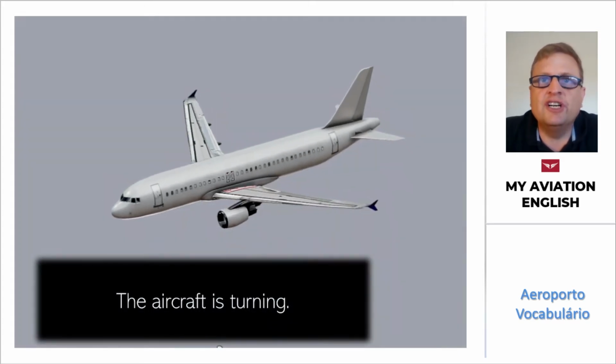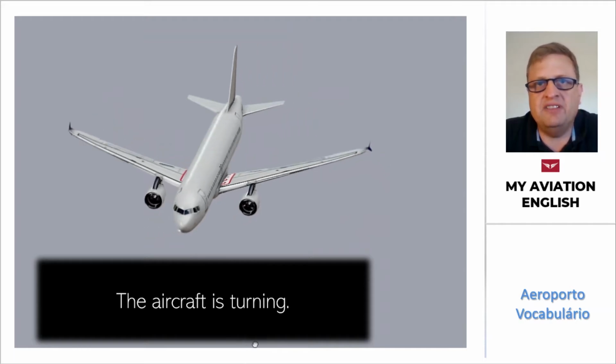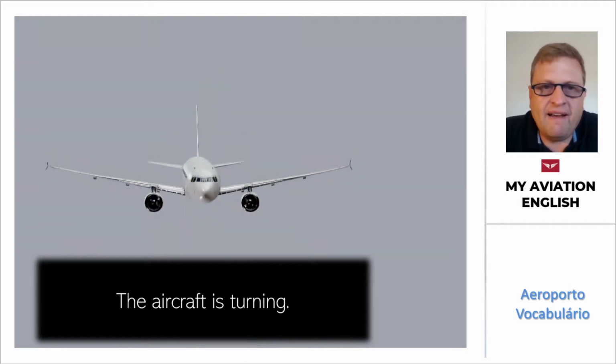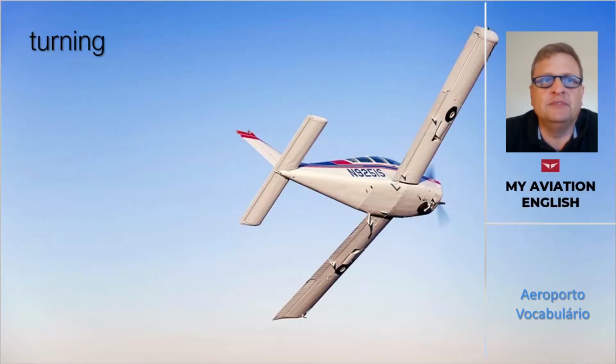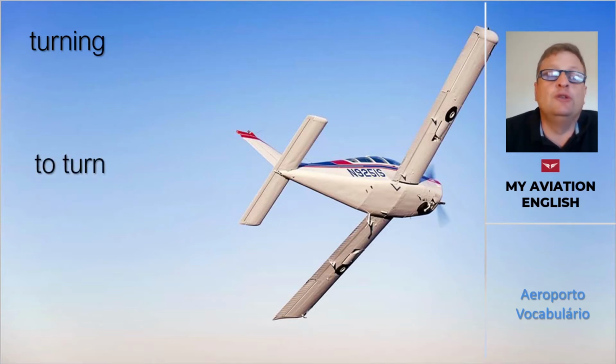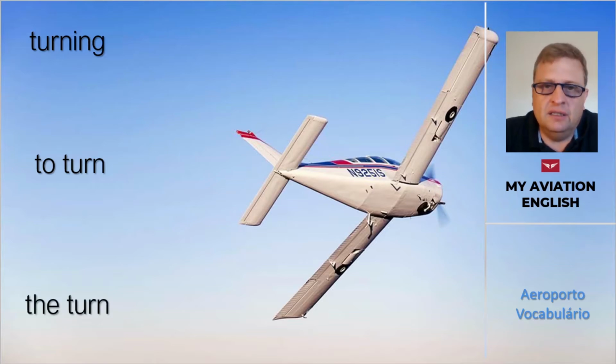The aircraft is turning. A aeronave está virando, curvando, ok? Turning. Another example of a turning aircraft. Outro exemplo de aeronave virando, girando. To turn é o verbo, virar, girar. E the turn, o giro, a curva, ok? Turning, to turn e the turn.